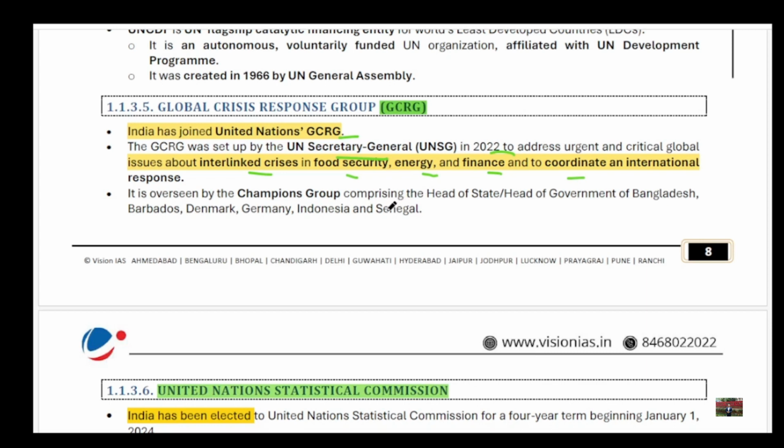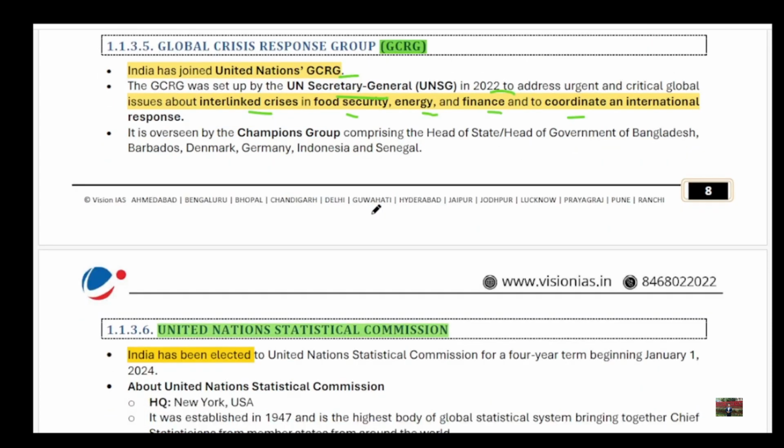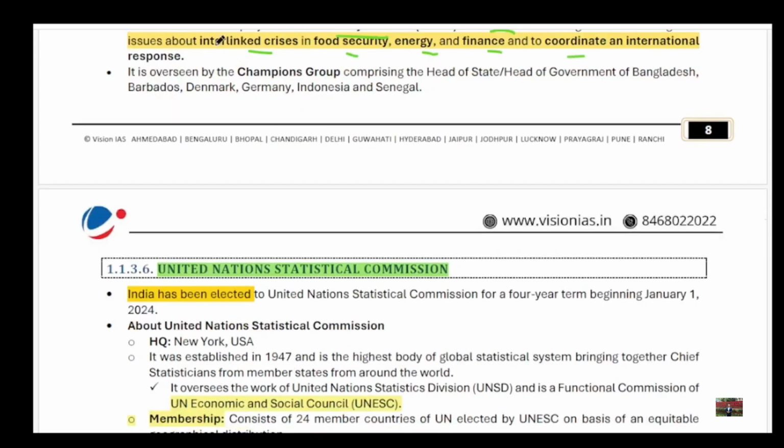Antonio Guterres has set up a global crisis response group, of which India is a part, in order to solve issues like the interlinked crisis of food security, energy, and finance, and to coordinate an international response. It is basically overseen by a group known as the Champion Group.